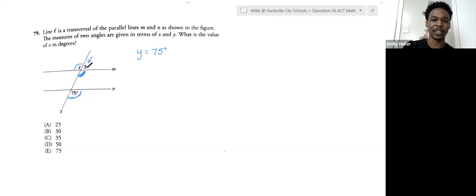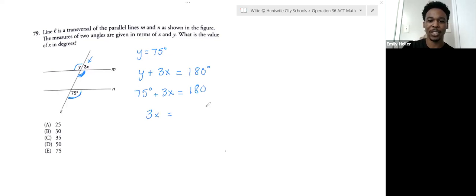Okay, so if I'm looking for 3X, then I know what Y is, and I'll say Y plus 3X is equal to, this is a straight line, so it has to equal 180 degrees. Then substitute that 75 degrees for Y. There are a couple of different ways you can do this, but I'm doing it the quickest way I know how right now. Subtract 75 from both sides, and I should get 105. Then divide by 3, and you should get 35.